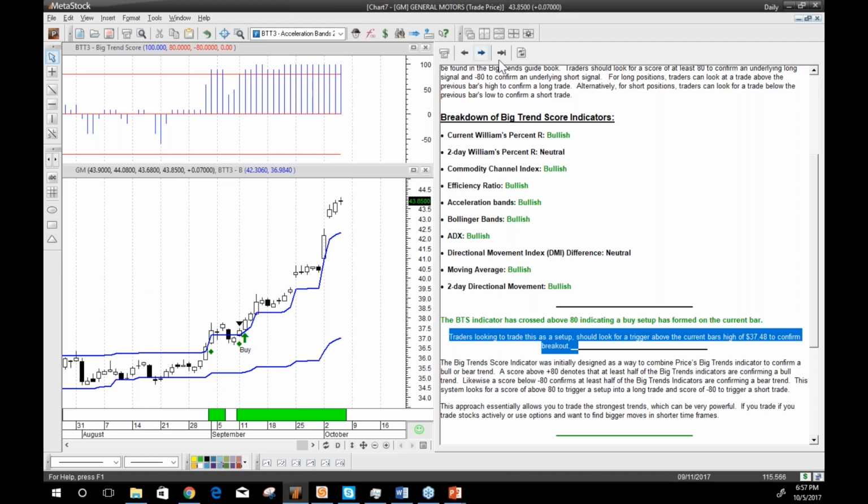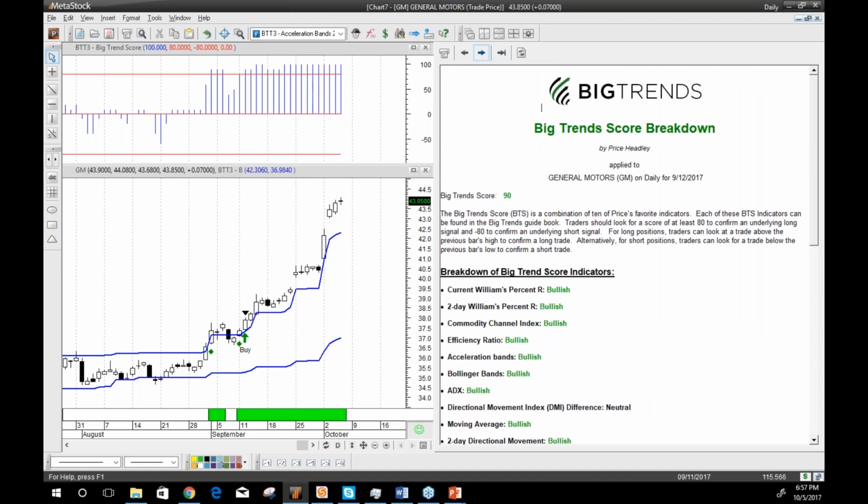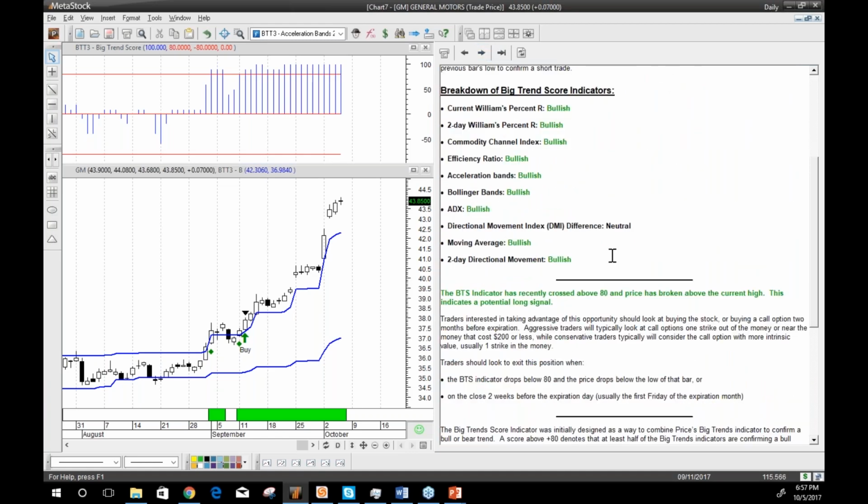Okay, and as it happens, we did close above the high. So on the very next day, basically as soon as it closes above that high, you're going to see that we've currently indicated, okay, the BTS indicator is currently crossed above 80. And the price is broken above the current high. This indicates a potential long signal. Okay. One of the things that I like about this is how specific Price got in terms of the definitions that he gave.